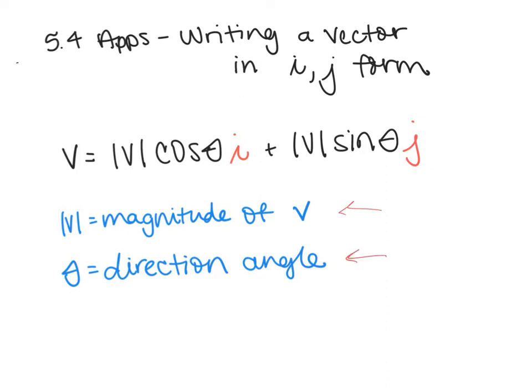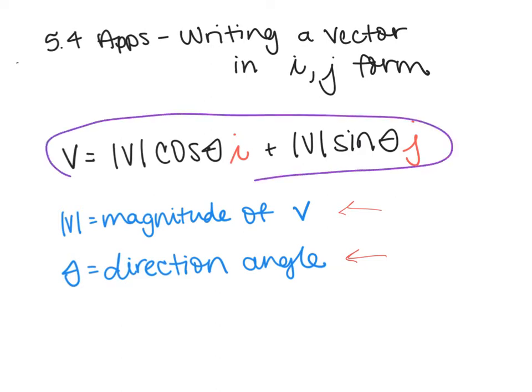Now to actually work with vectors and combine them, we're going to want the vector in IJ form. And that's what you guys were doing a lot with Thursday and Friday. So essentially a formula that you will use in almost every application problem is this one right here. When you have magnitude and direction angle of a vector, to put it in IJ form, you need to do the magnitude times cosine of the angle for your I piece, your horizontal component, and the magnitude times sine of the angle for your vertical component or your J piece.